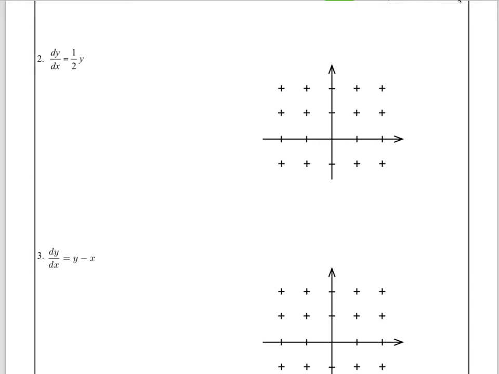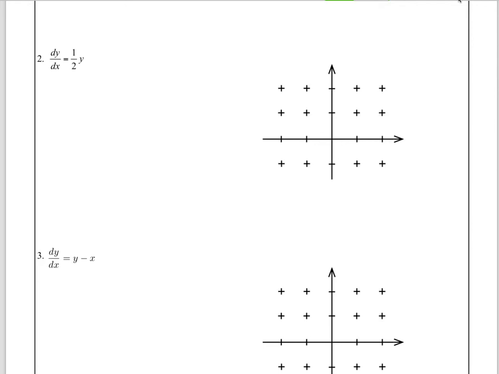dy/dx equals 1/2 y. So we want to find this slope field. So I'm going to start down here in the bottom right again. My point is 2, -1. And I want to plug in 2, -1. What's the only thing I can plug in though? -1, which gives me -1/2.